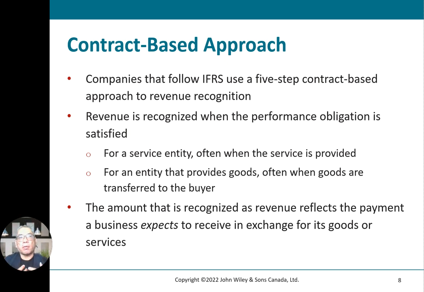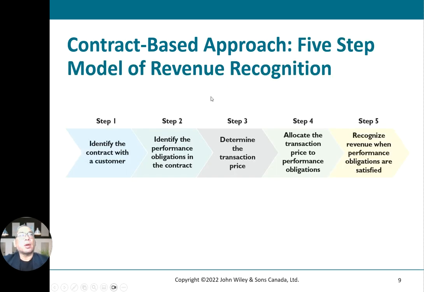There were a lot of things involved because you have to integrate all the system technology into an IFRS platform reporting system. Revenue is recognized when the performance obligation is satisfied: for a service entity, often when the service is provided; for an entity that provides goods, often when the goods are transferred to the buyers. The amount recognized as revenue reflects the payment a business expects to receive in exchange for its goods and services. Okay, contract-based approach: there are 5 steps in the revenue recognition model.